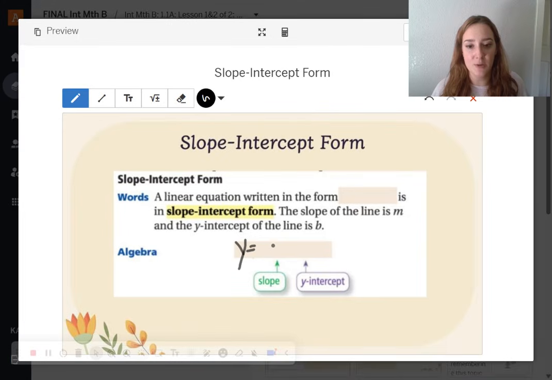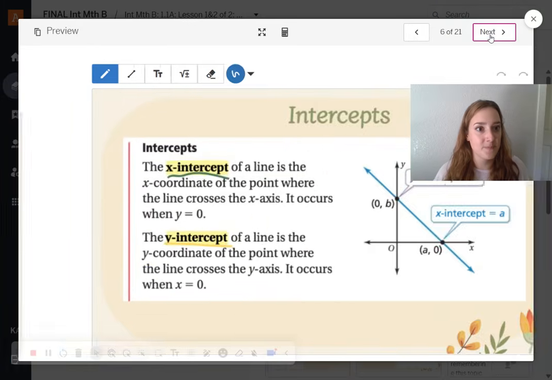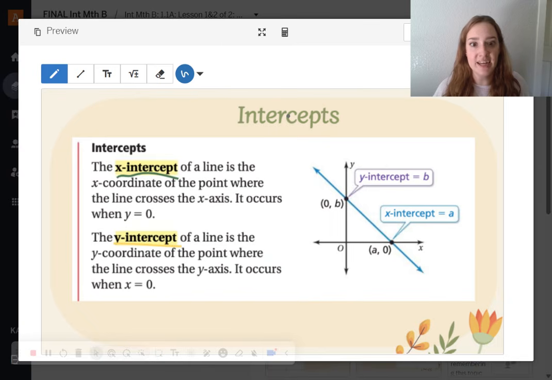So y equals, and then make sure the m lines up with slope, mx plus b. So m is our slope, b is our y-intercept. Whenever we're talking about slope-intercept form, which we will be talking about throughout this entire unit, we're talking about y equals mx plus b. All right, here we've got intercepts.